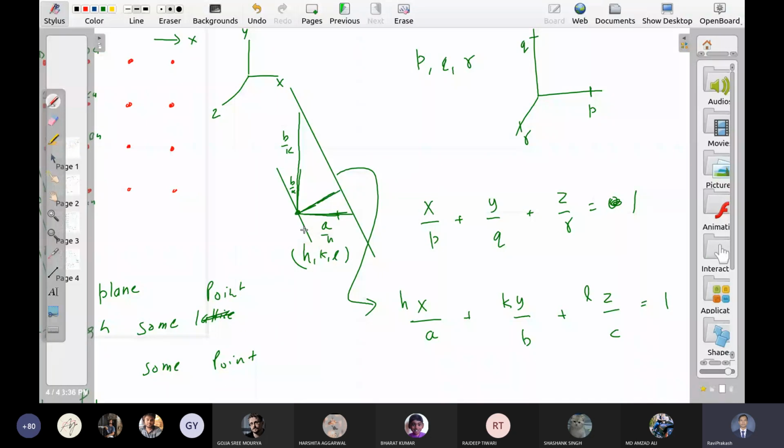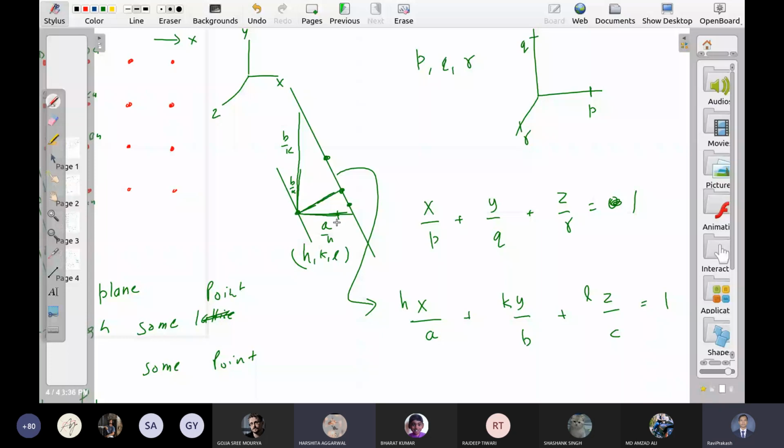How will I calculate this distance? Any suggestion? Sir, using the distance formula. But first I need to know the point from where I want to calculate the distance. Is that point this one, or this one, or that one? Yes, sir, we can calculate the angle between this line and the plane, and then using trigonometry we can calculate this.